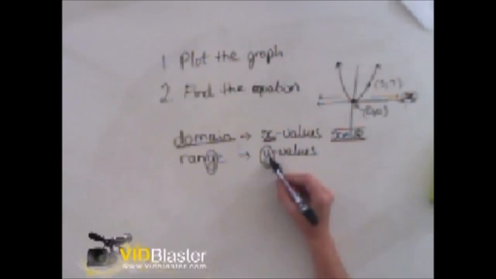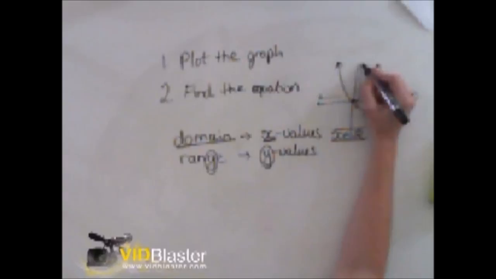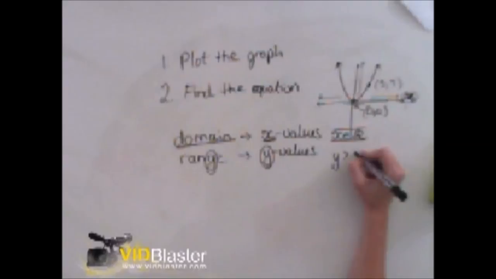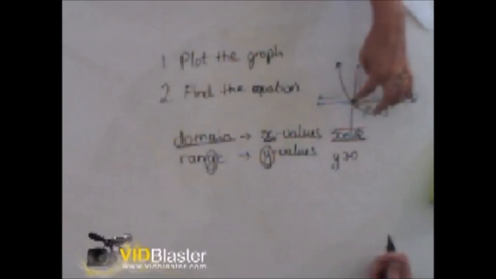Y, however, is a little bit different, because as we can see, it'll carry on forever to positive infinity, but our graph never actually goes below the level of zero. So we can say, therefore, that y is greater than or equal to zero, and it's equal to zero because it does actually touch zero.